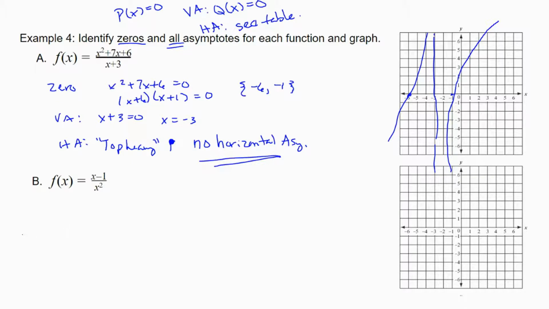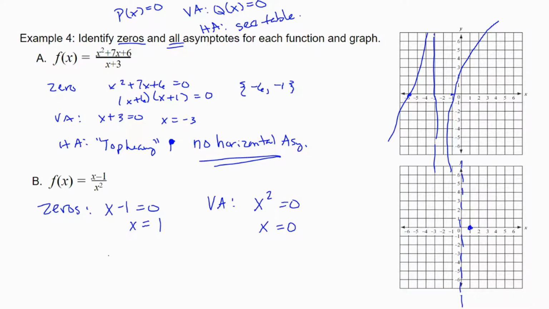Let's look at our second one. So here, if we're finding zeros, we take our numerator, x minus 1, set it equal to 0, and we get a 0 is found at x equals 1. Okay, that's good to know. If we're finding vertical asymptotes, we're going to take our denominator and make it equal to 0. And so we do have a vertical asymptote at x equals 0. So let's go ahead and graph it. Well, that's really just our y-axis. Okay, there's my vertical asymptote, and I have a 0 right here.